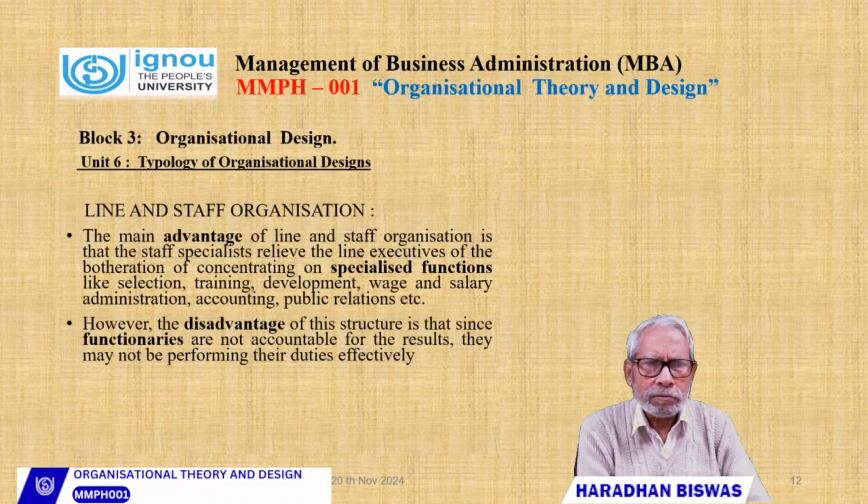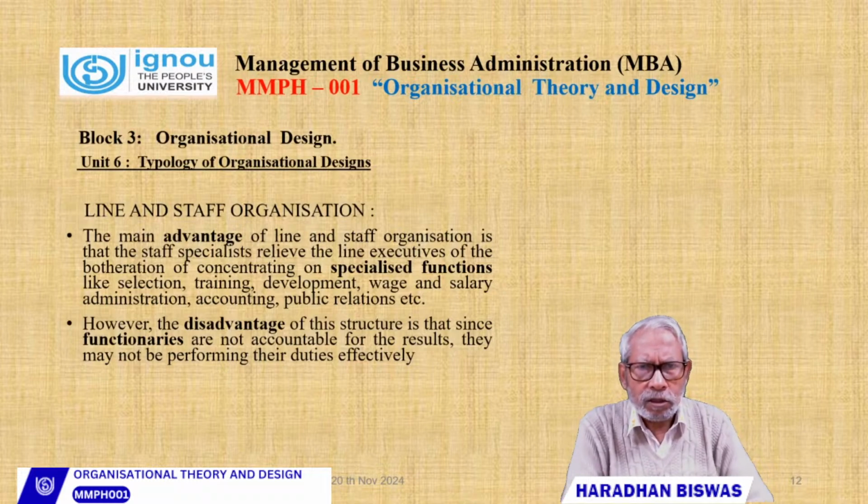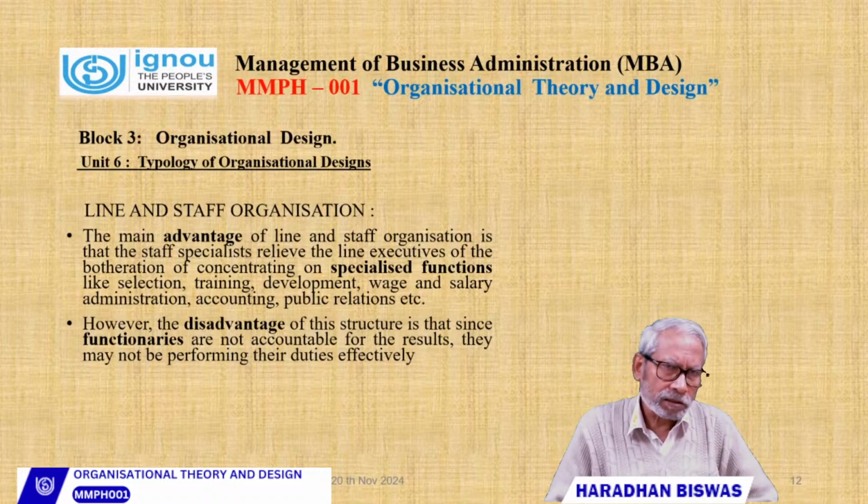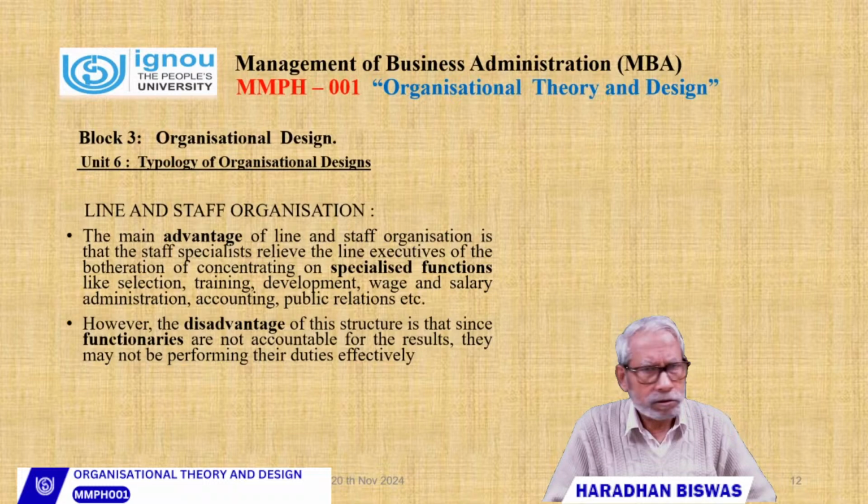Now see the advantage. What is the advantage of line and staff operations? In line and staff operations, staff specialists relieve the line executives of the organization. So specialized functions like selection, training, development, wage and salary administration, accounting, public relations, as I said. You have to deal with public relations. Definitely you have to satisfy the employees as well as the suppliers or your end users in the case of marketing.